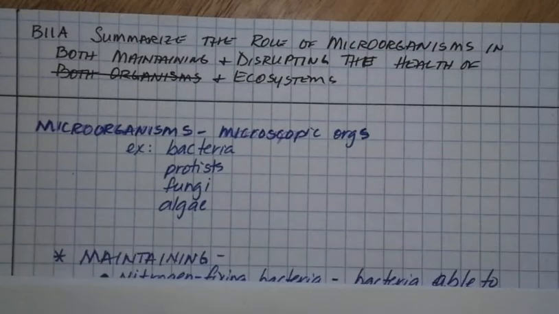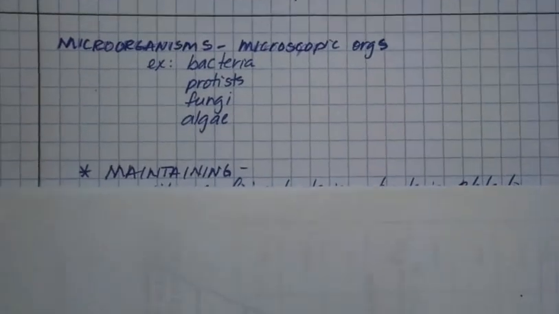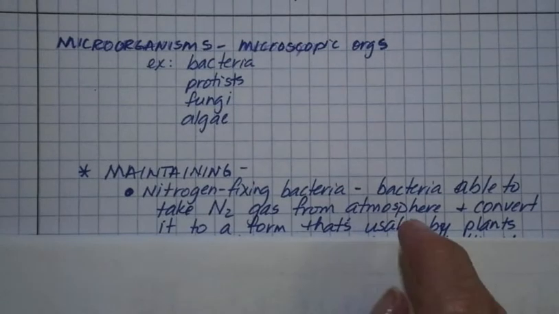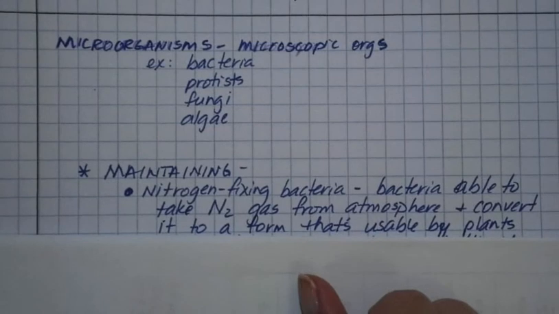Okay, so how do they help in maintaining the environment? First and foremost, and we talked about these, we have nitrogen-fixing bacteria. We couldn't survive without these. There's some nitrogen that's changed to nitrates when lightning strikes, but the vast majority of nitrogen gas is converted into solid form with these nitrogen-fixing bacteria. These bacteria are able to take in nitrogen gas from the atmosphere and convert it to a form that's usable by plants. And once the plants have it, then we animals can get to it too.